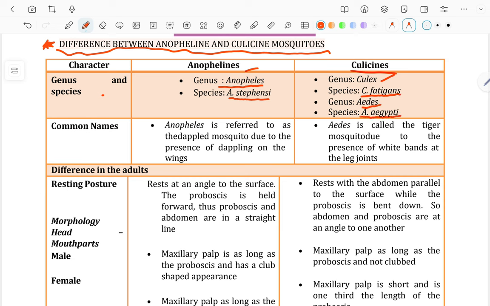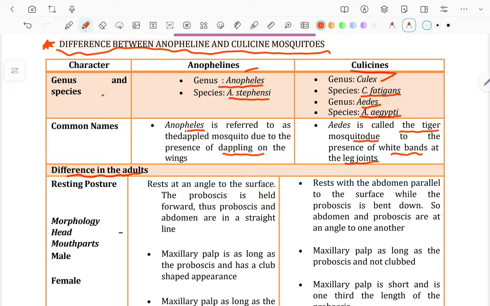Common name: Anopheles is referred to as the thread-pelted mosquito due to the presence of tapping on the wing. Aedes is called the tiger mosquito due to the presence of white bands at the leg joints.